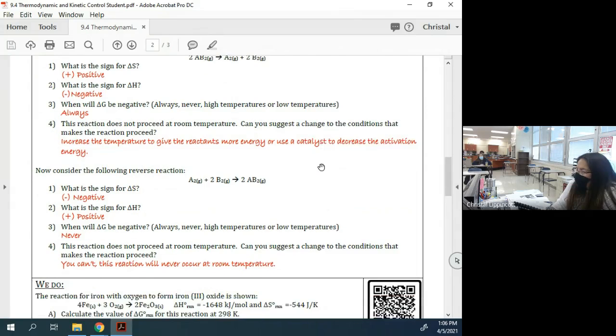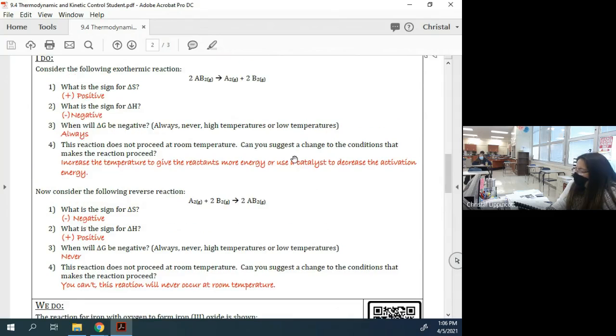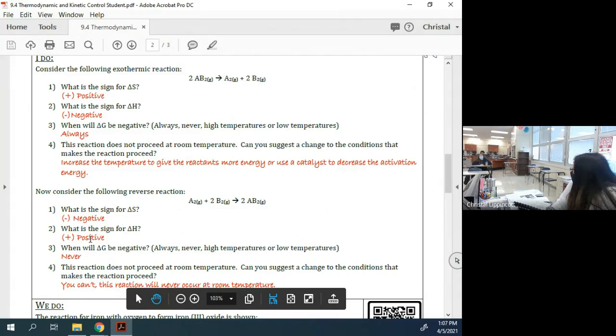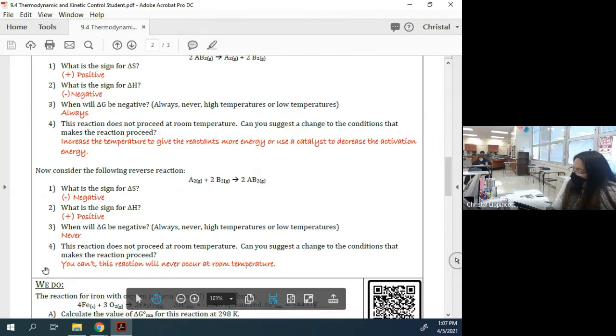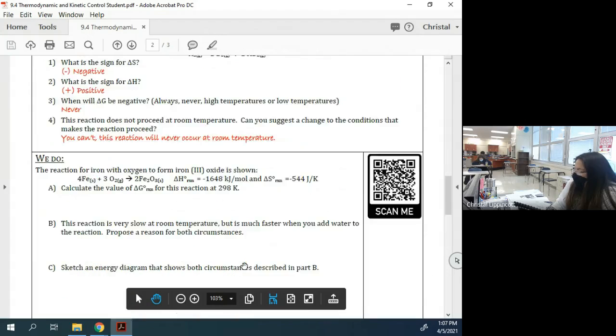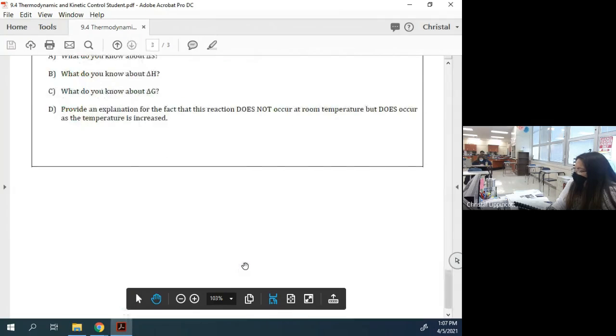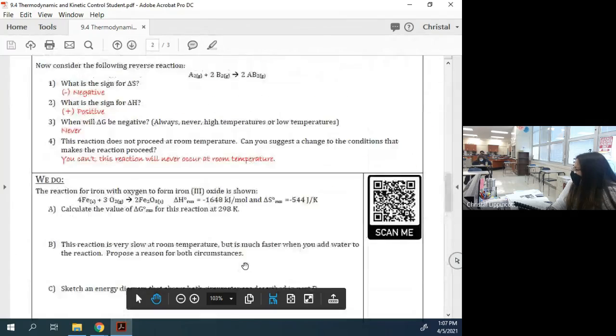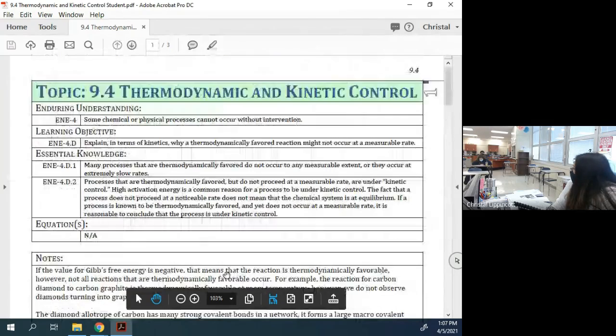Okay. Now, if we look at the reverse of this, then we see that the delta S is negative. Notice that when we flip the equation, all of these things flip around. And you can't get that reaction to occur at room temperature, so you're going to have to do something to it. And then you have some more here that you can work with. I did post the answer key as well, so you have the ability to work through those.